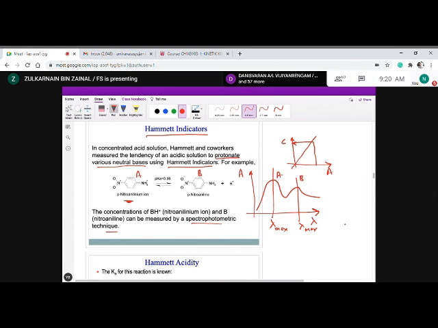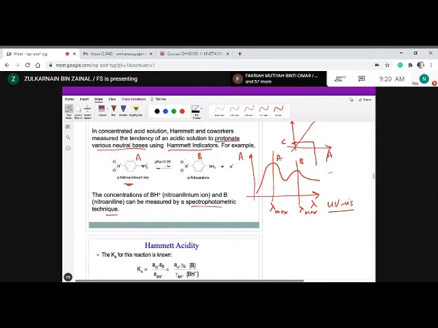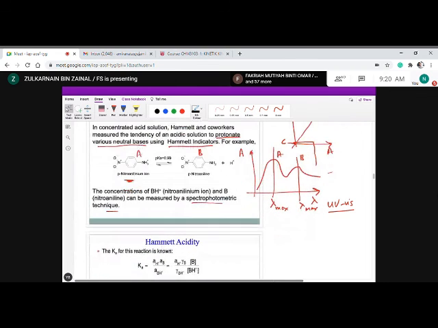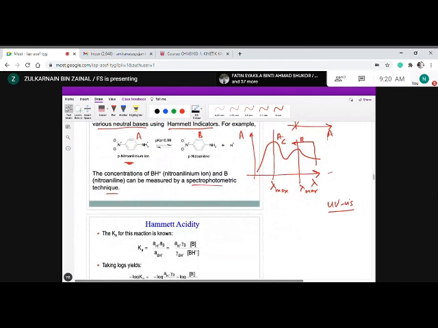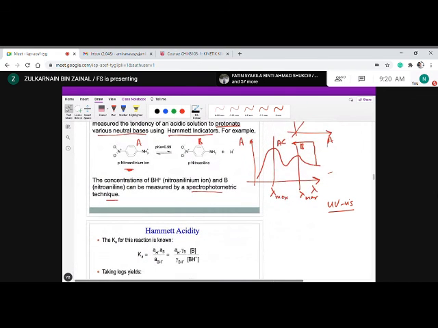That is by spectrometric technique. What is spectrometric technique? It is when you use a UV visible spectrophotometer, for example. So that is one of the ways of analyzing the concentration of species in the reaction. So in this case, for example, you can straight away analyze both concentrations, because if they both give you a different lambda max, then it will be much easier.